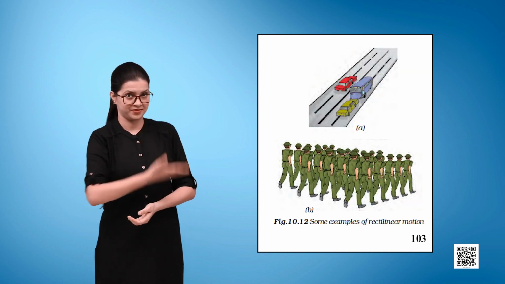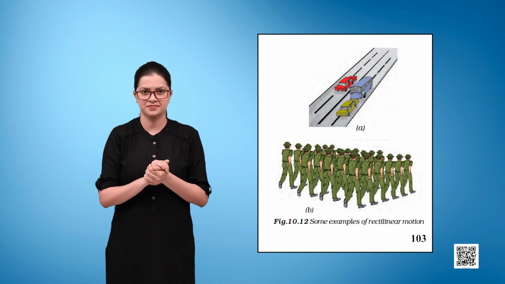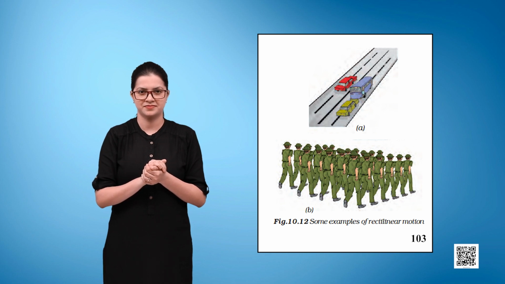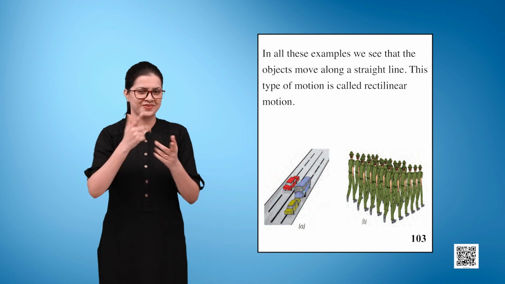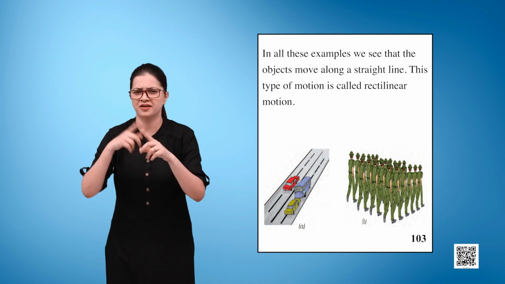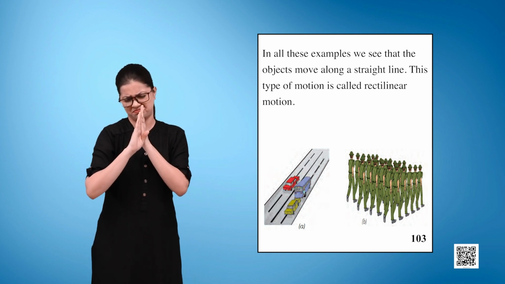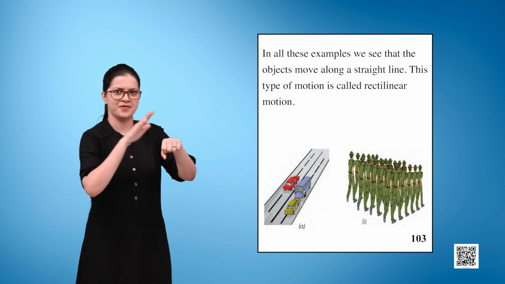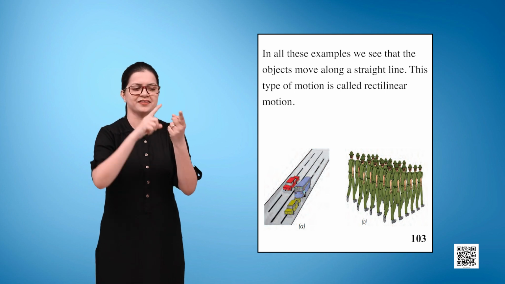Figure 10.12 a and b shows some examples of rectilinear motion. In all these examples, we see that the objects move along a straight line. This type of motion is called rectilinear motion.